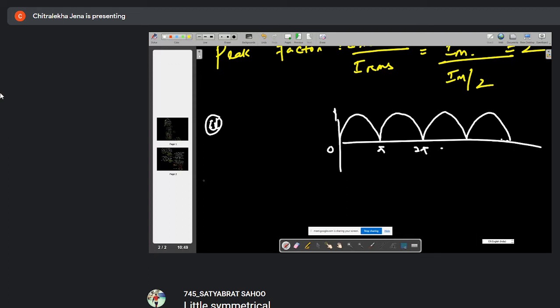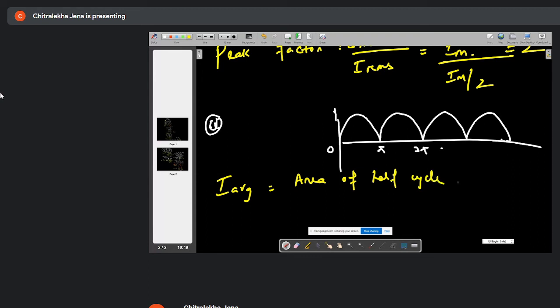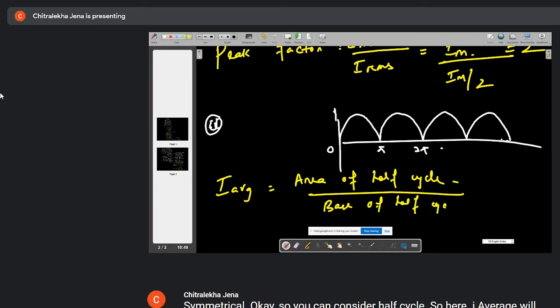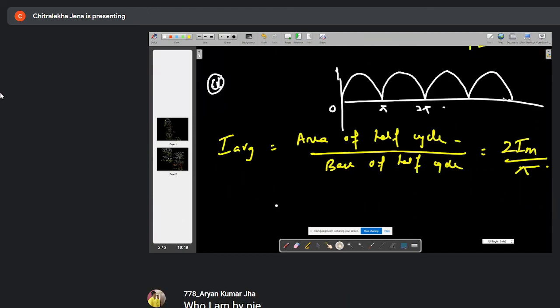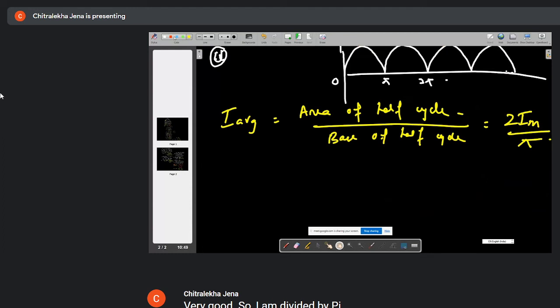So here I average will be equal to how much? Area of the half cycle divided by the base of the half cycle. So this will be equal to how much are you getting? 2 IM by pi. Very good. 2 IM divided by pi. This is a symmetrical wave.